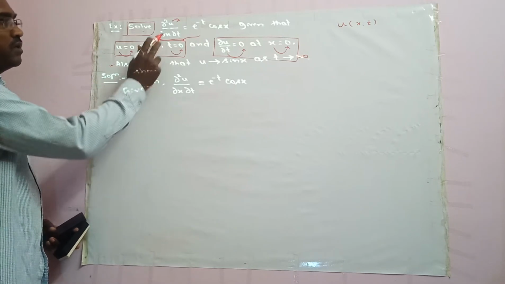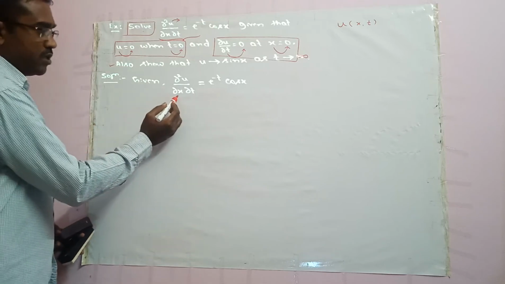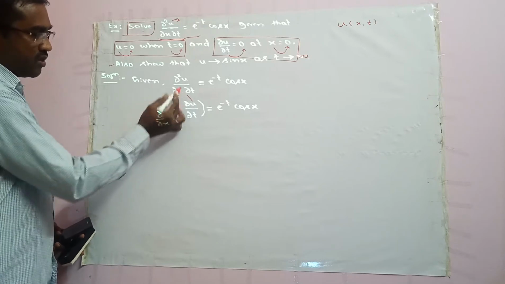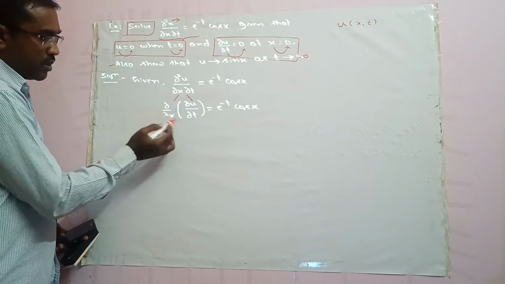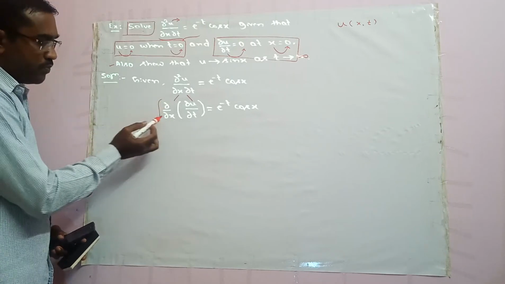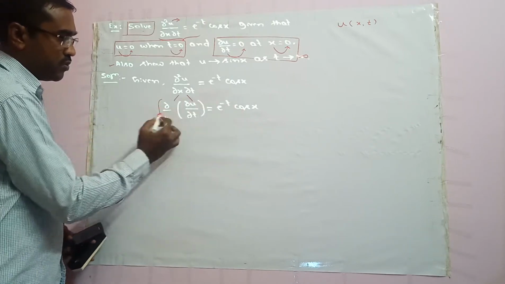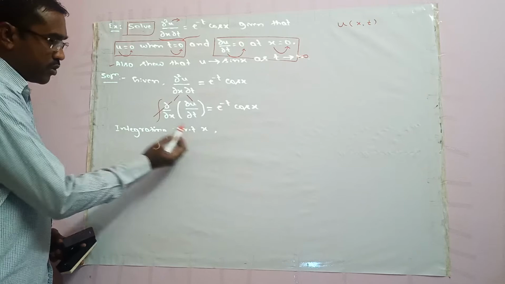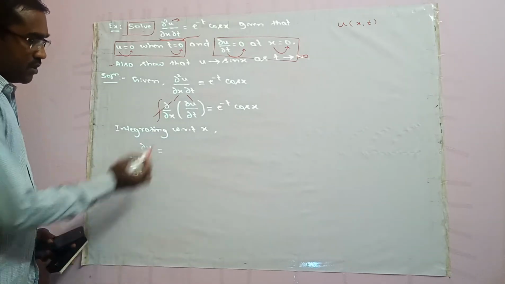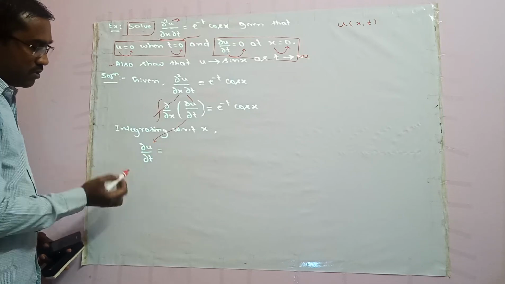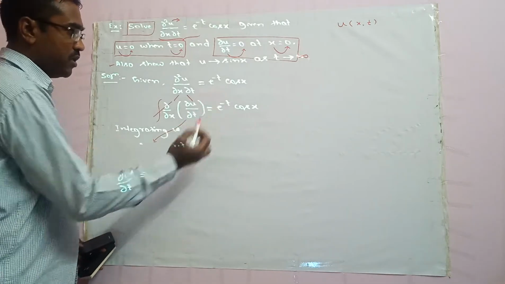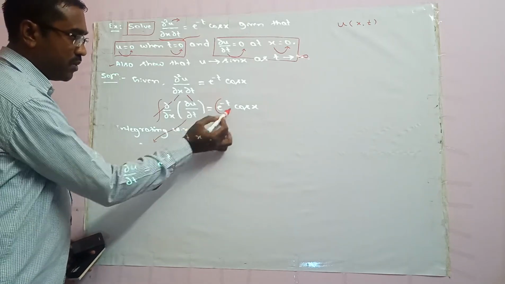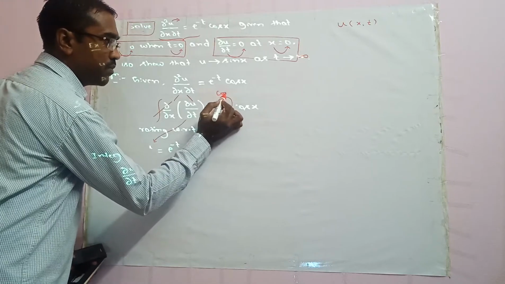Solution. Take the given equation and split this. Let us split this. Dou by dou x of dou u by dou t. Now what? We need to integrate with respect to x. If you integrate both sides with respect to x, this derivative will get cancelled. We have written only this, and in the RHS we have to integrate with respect to x. This remains a constant.